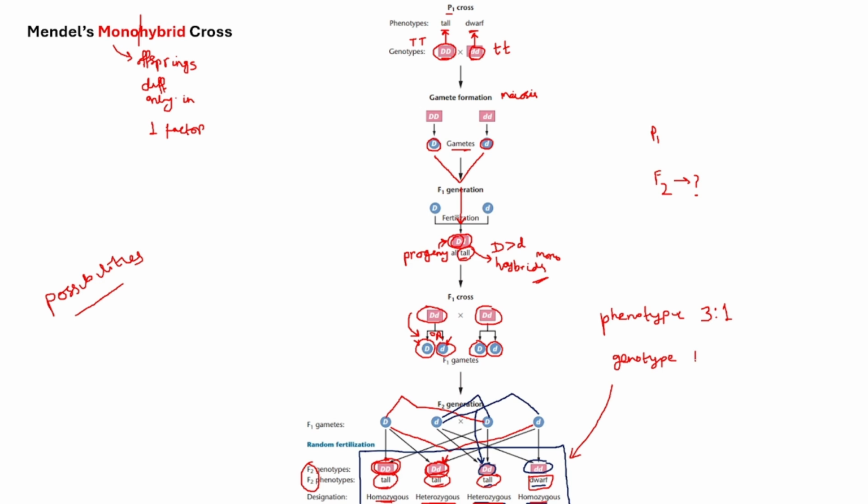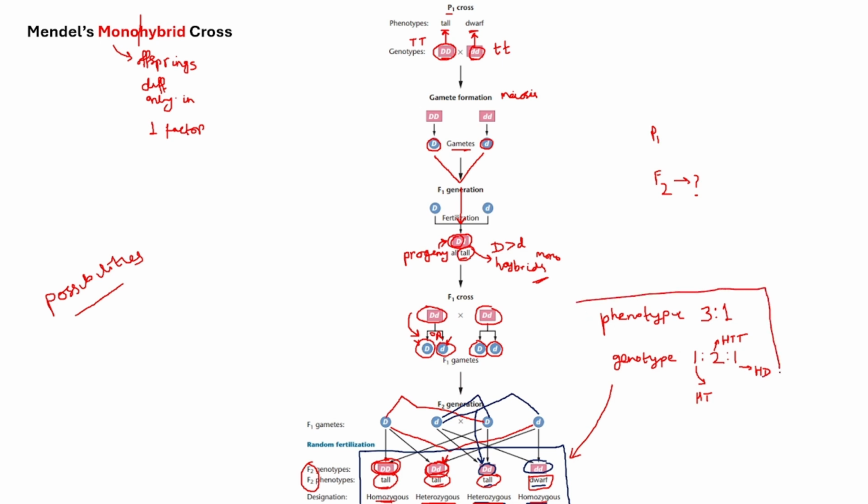So the ratio is 1:2:1. Why is it so? This 1 means the homozygous tall one, which I am writing as HT. This 2 means the heterozygous tall ones, which I am writing as HTT, because you see in this F2 progeny we have 2 heterozygous ones. And this again 1 means the homozygous dwarf, which I am writing as HT. So this is also very important.